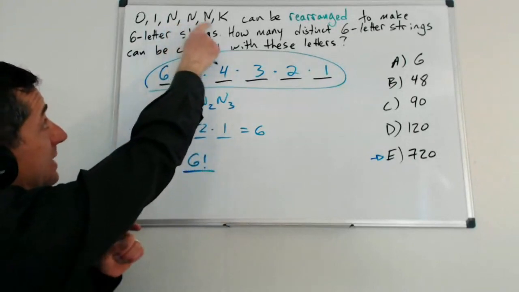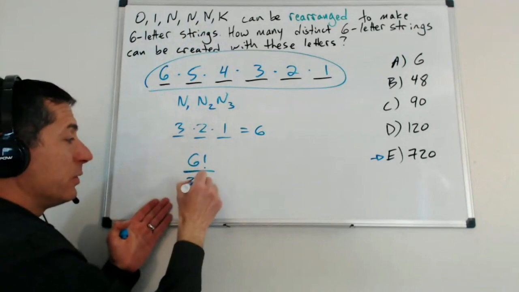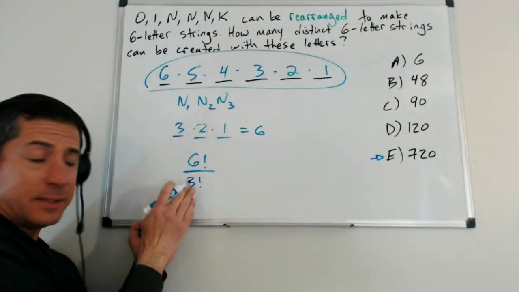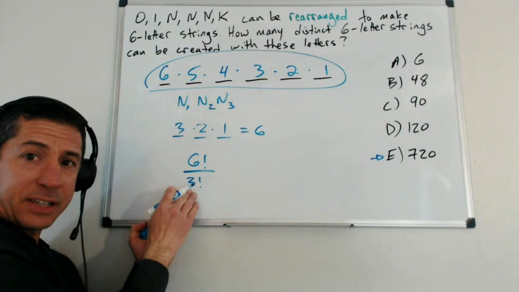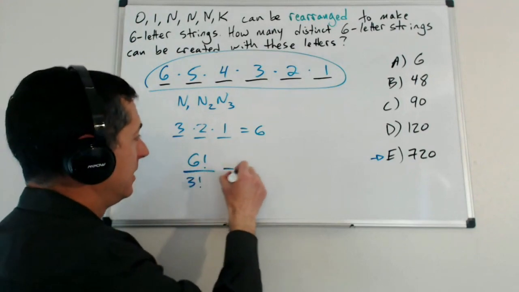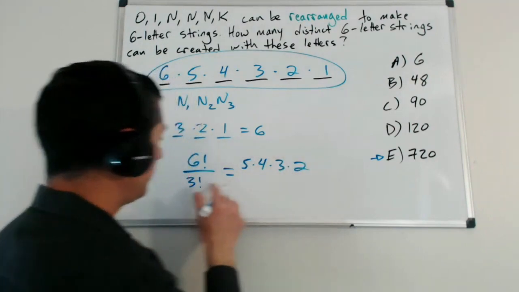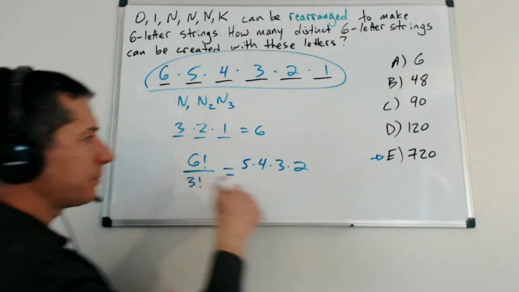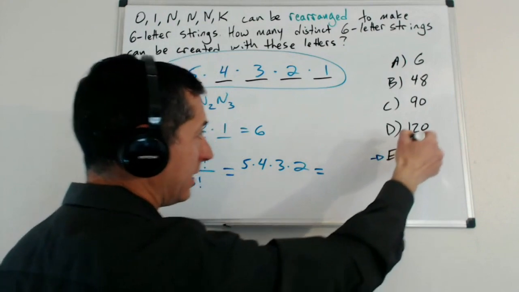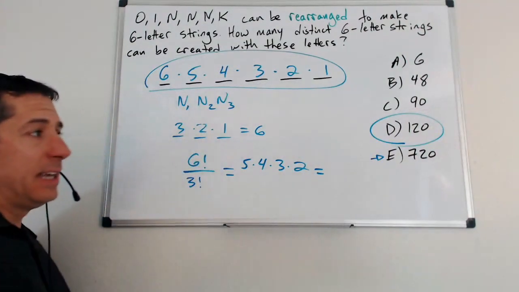So those three N's that are identical, I can rearrange those 3 factorial ways. So that's my overcounting factor. All I have to do is divide by that. And I'm just going to get 5 times 4 times 3 times 2, just canceling out the 6 there. And instead of 720, I'm going to get 120. And that's all there is to it.